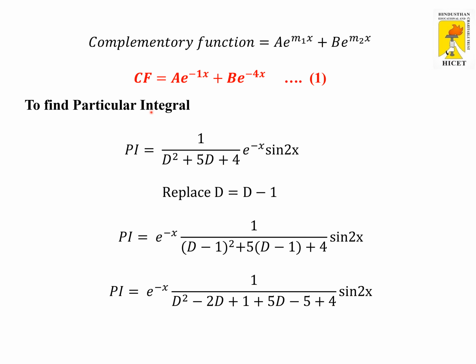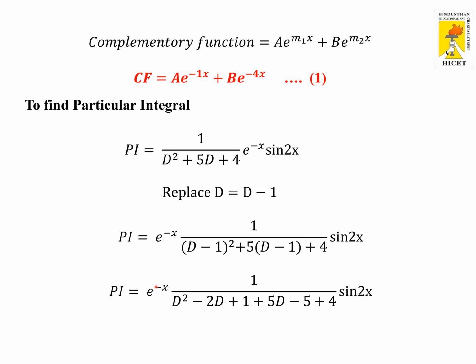Next, we are going to find the particular integral. Particular integral equal to 1 by f of D, that is D squared plus 5D plus 4, into f of x, e power minus x into sine 2x. In this case, we are using type 4, that is e power ax into sine bx. Just replacing D by D plus a is our first step. Here, we replace D by D minus 1 since a equal to minus 1. Now we bring this e power minus x to the front. So, e power minus x into 1 by (D minus 1) the whole squared plus 5 into (D minus 1) plus 4, into sine 2x.